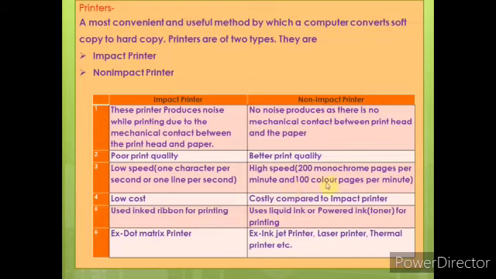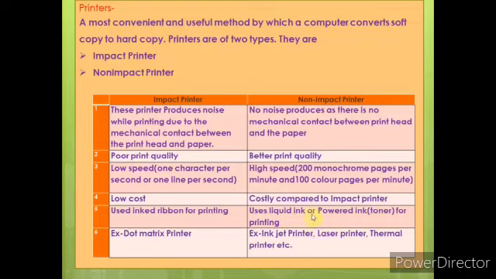You can imagine the speed now. 100 colored pages per minute, and if you are going for monochrome, black and white, you will get 200 pages per minute. But it is costly compared to an impact printer, and uses liquid ink or powdered ink known as toner for printing.